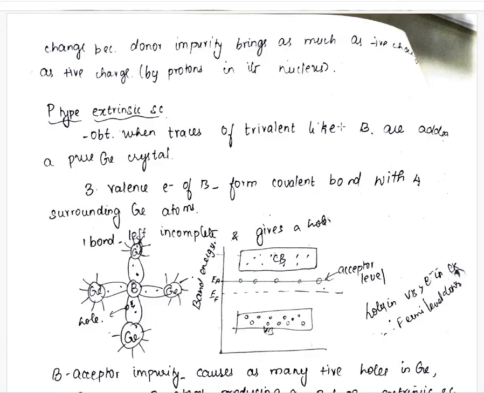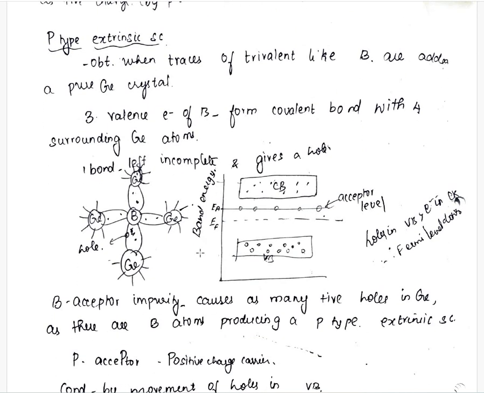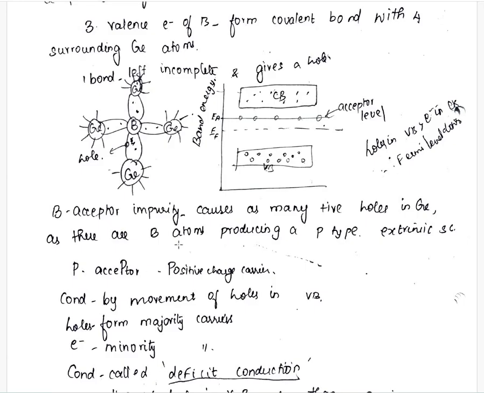A P-type semiconductor is obtained when trivalent impurities like boron are added to the pure germanium crystal. So here there is one free hole where an electron can come and fill its place. Here the acceptor level is a little higher than the Fermi level line. It's near the valence band because more charge carriers are there. It causes as many positive holes in the germanium. Many holes are here and electrons there in the conduction band.